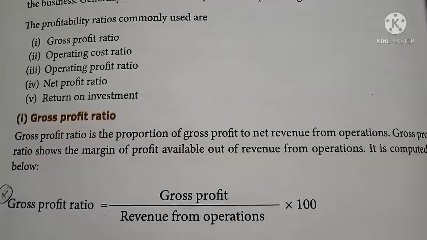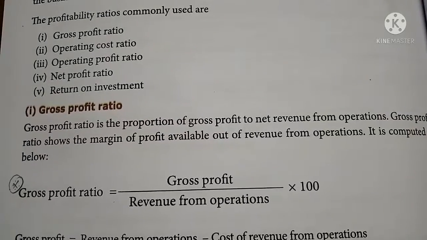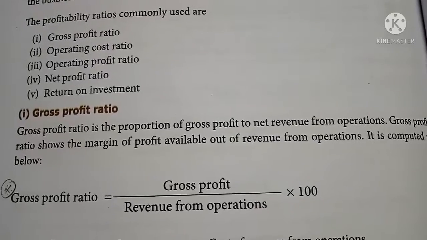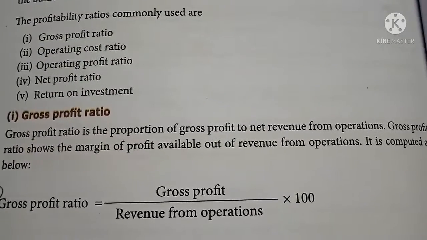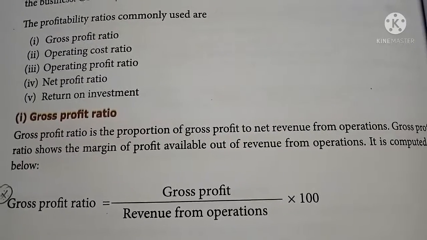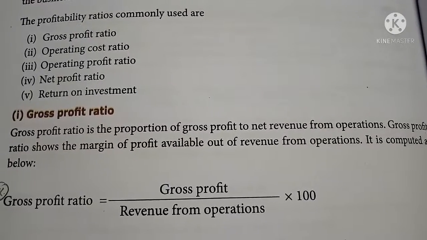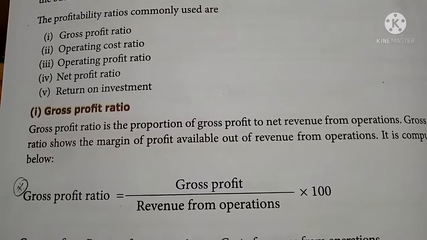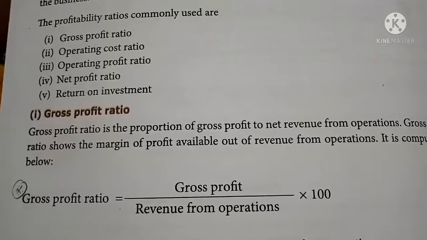Gross profit ratio. The gross profit ratio is the proportion of gross profit to net revenue from operation. Net revenue from operation means net sales. So gross profit will be compared to the sales of the business. The gross profit ratio shows the margin of profit available out of revenue from operation. The formula for finding the gross profit ratio is gross profit by revenue from operation into 100.